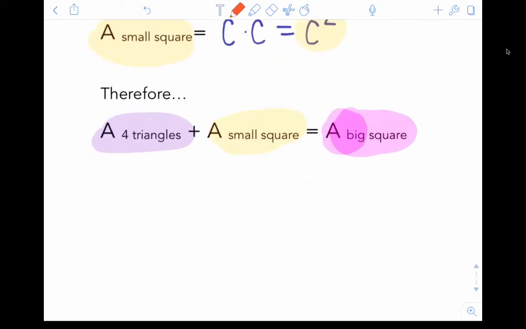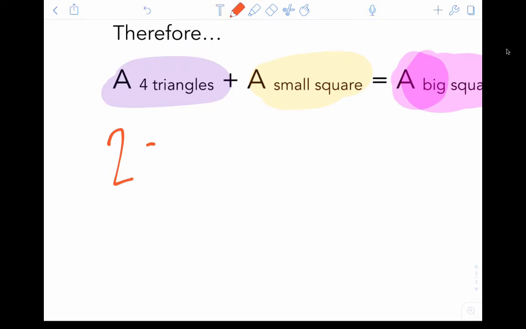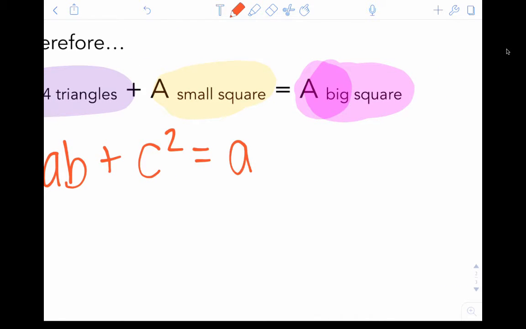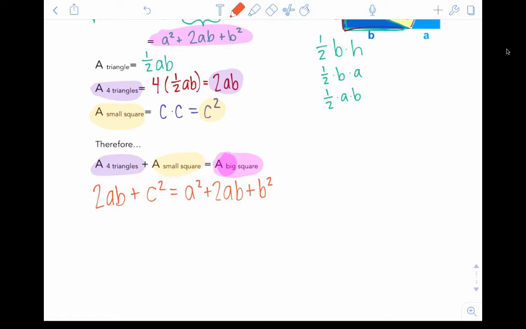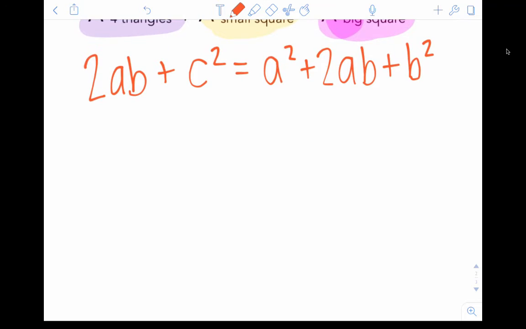So when I do this, I know the area of the four triangles is 2AB. The area of the small square is C squared. And then the area of the big square is A squared plus 2AB plus B squared, sorry. So I have 2AB plus C squared equals A squared plus 2AB plus B squared. So there's a lot going on here. I notice, though, that I have 2AB on both sides of the equal sign. So I'm going to see what happens when I get rid of those.